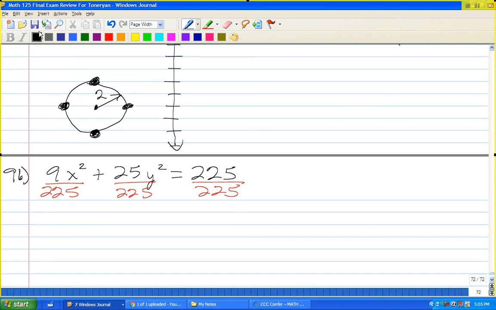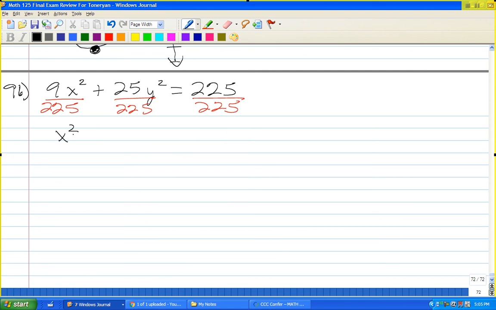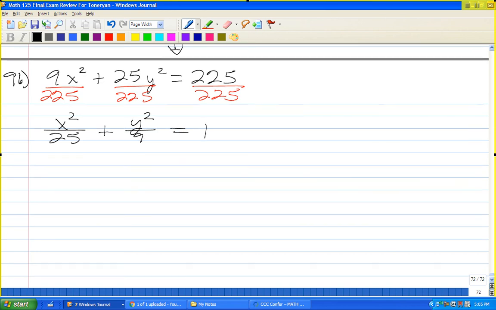And so I have x squared over 25 plus y squared over 9 is equal to 1. So this is an ellipse, and the center is at the origin. A is 5, B is 3. I can figure out C also: C is 25 minus 9, which is 16, and the square root of 16 is 4.